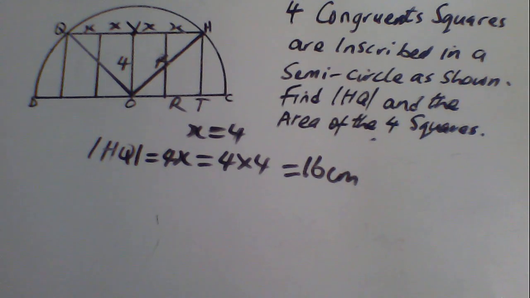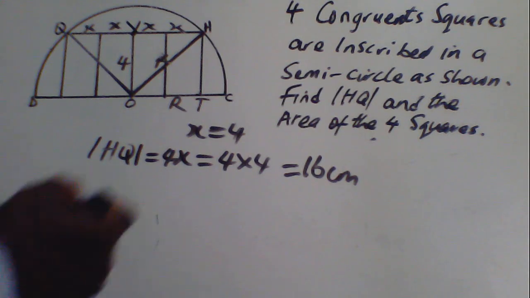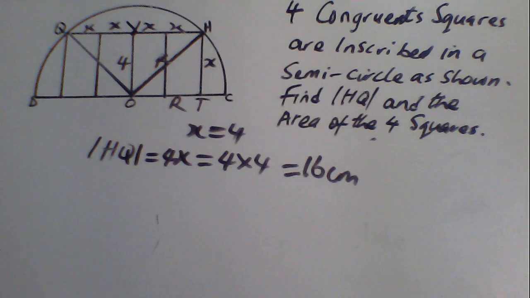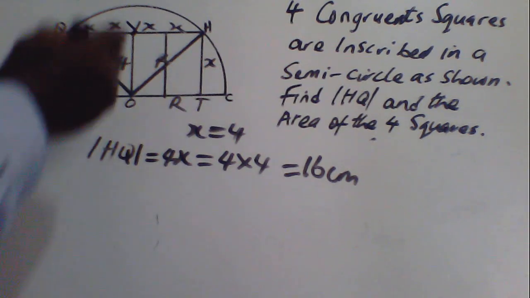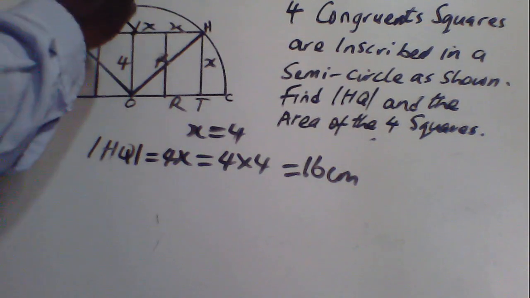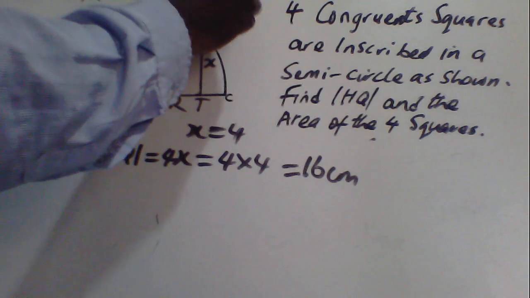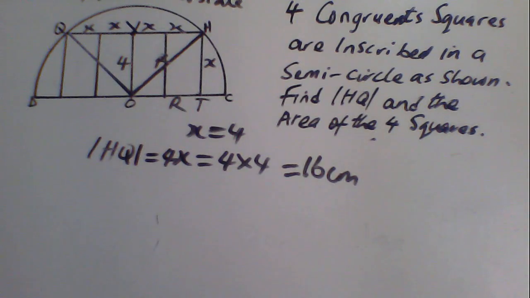So you are asked to find the area of the four squares. Area of one of the squares, since here is x, here must also be x. This is not drawn to scale. That's why it looks like a triangle. The sides are equal, but not drawn to scale. So HQ is equal to 16.